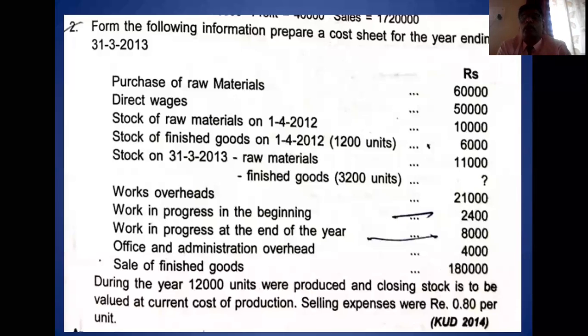You may remember, I will tell you an equation for units sold. Units sold is equal to opening stock plus units produced minus closing stock. This is the equation for units sold. In this problem, opening stock is 1,200 plus units produced 12,000. Total is 13,200. Deduct 3,200. Units sold is 10,000. Okay.